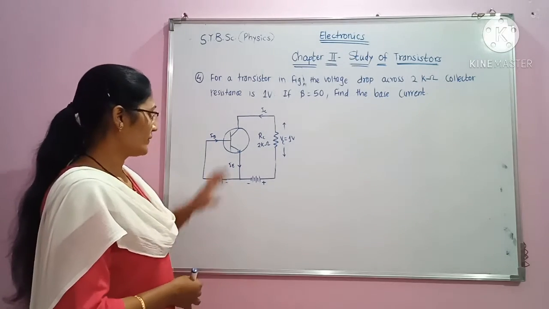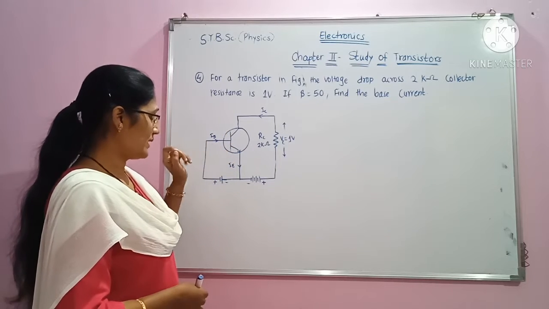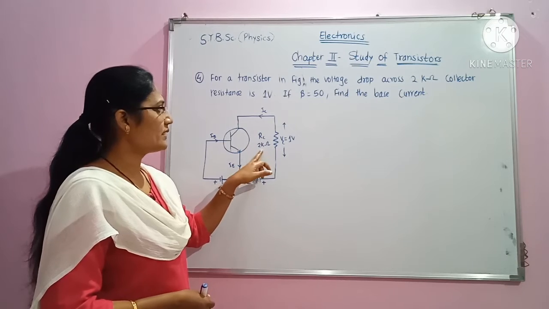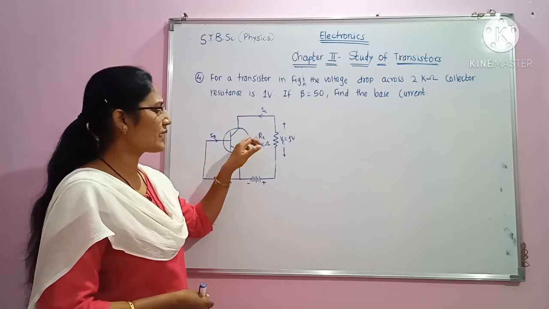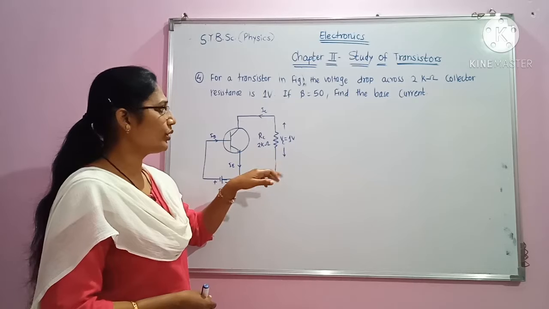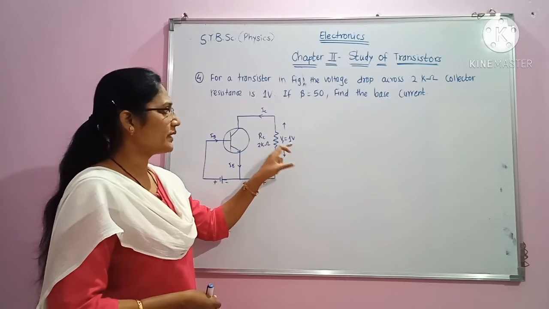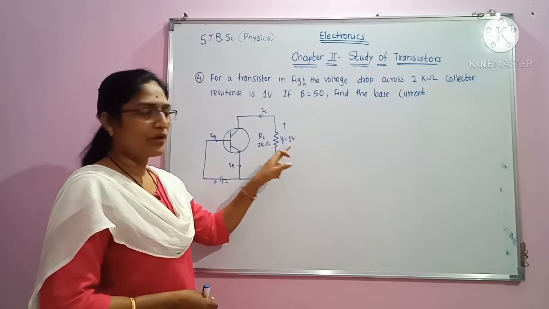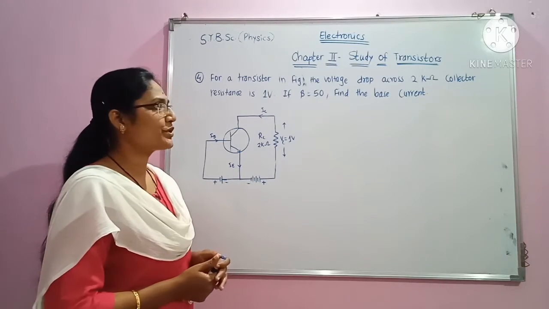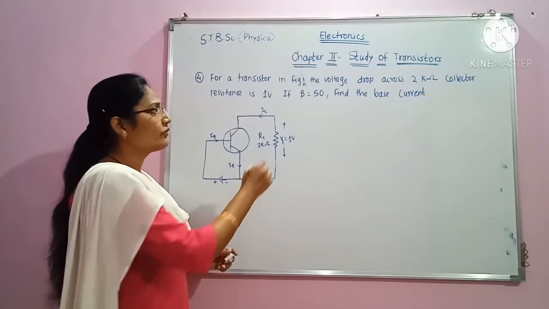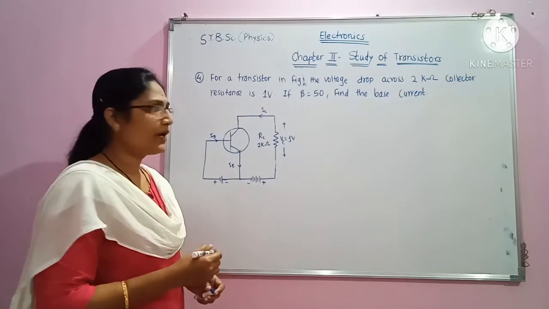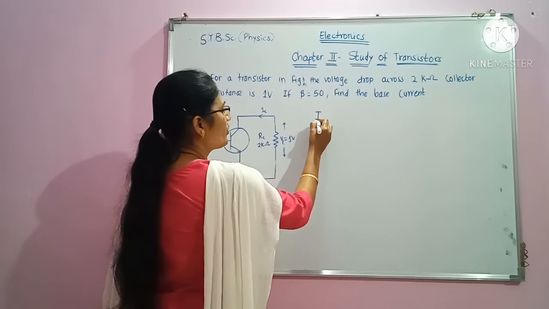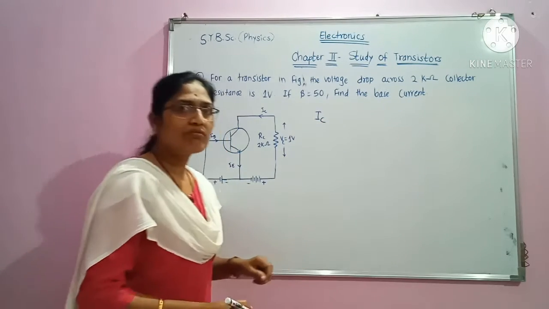So this is the circuit, transistor, base current. Then RC is given. The value of RC, the resistance, is 2 kilo ohm, and here VC, that is the voltage drop across this RC, is given and it is 1 volt. By using this information we have to find out the value of base current. In order to find out the value of base current, initially we have to find out the value of IC.